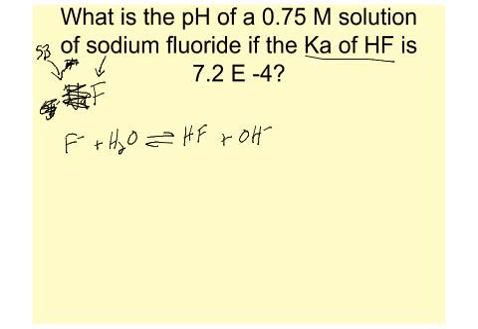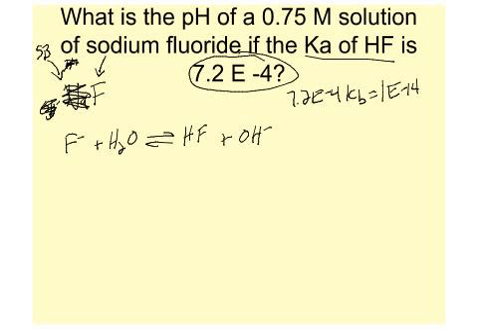Here's the Ka of HF, but what do I want to deal with here? It's not acting as an acid. I'm using its conjugate base. So 7.2 E negative 4 times Kb equals 1 E negative 14. And again, that's my Kw expression. So 1 E negative 14 divided by 7.2 E negative 4 is 1.39 E negative 11.